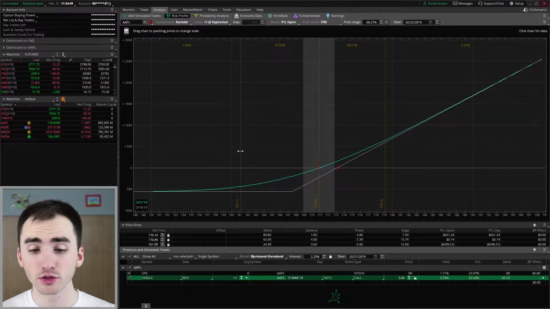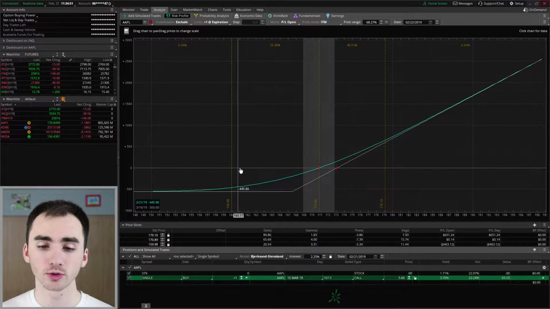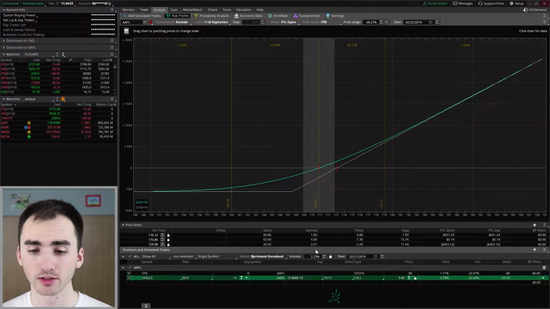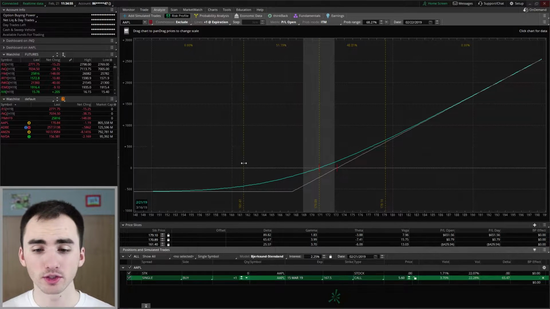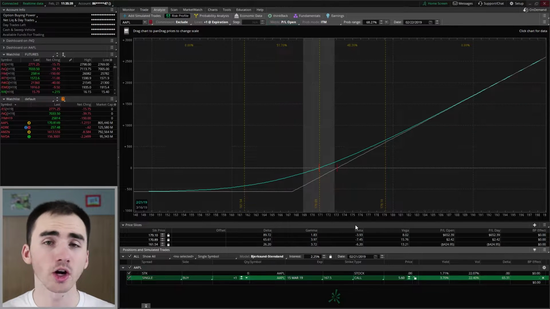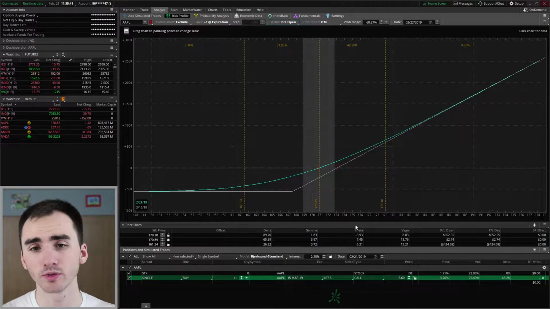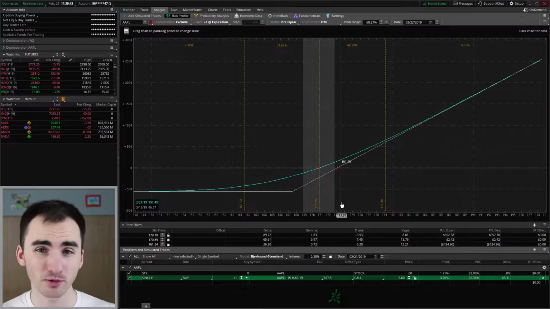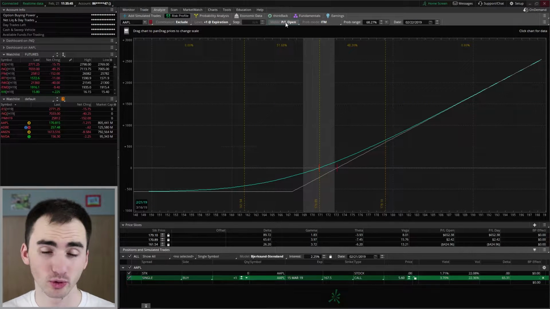Another thing these lines do show you, though, is what the Greeks would be doing at these certain prices. So it shows you how the delta would change, how your gamma would change, and then theta and vega as well. Not only just the dollar value change in your option. Another awesome thing about this is it's really good for understanding how options work with price changes.